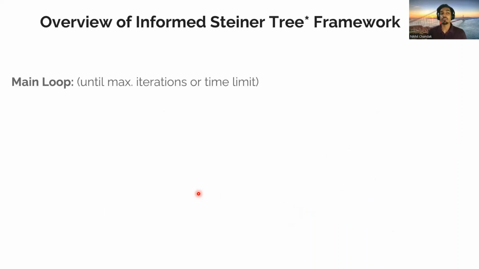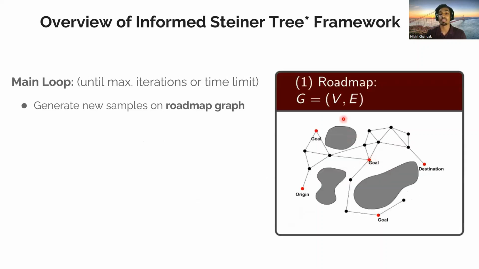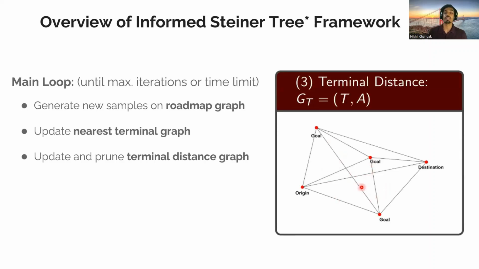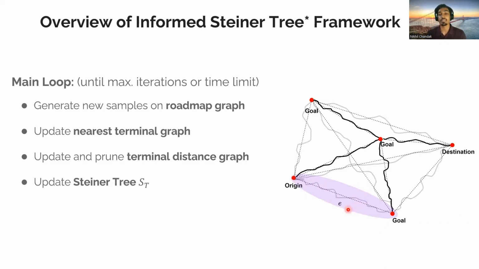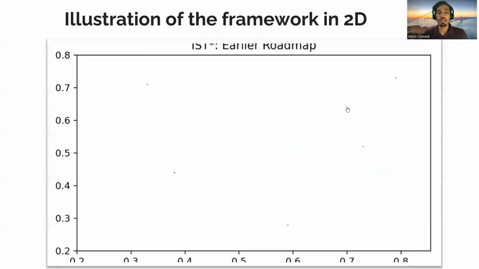Now, summarizing this framework, we run a main loop until the maximum number of iterations or timeout is reached. The first step is to generate new samples on the roadmap graph. So we have this location of the goals, we generate new samples, and finally obtain the roadmap. Second step is to update the nearest terminal graph, which maintains the shortest paths. Third step is to update the terminal distance graph and prune the edges which we have identified that can never be part of the Steiner tree in future. Next step is to update the Steiner tree. Here we have changed the Steiner tree from this to this. And finally, the last step is to update the probability distribution to reflect the changes in the cost of the edges. We next show an illustration of this framework.